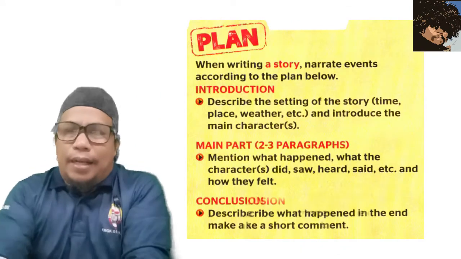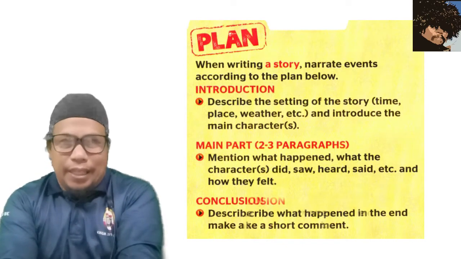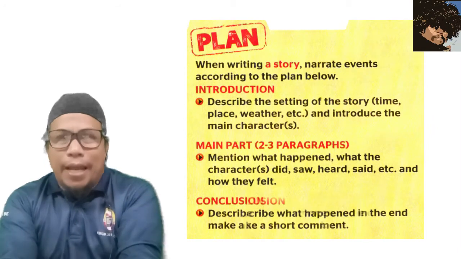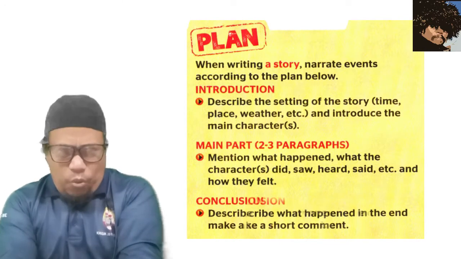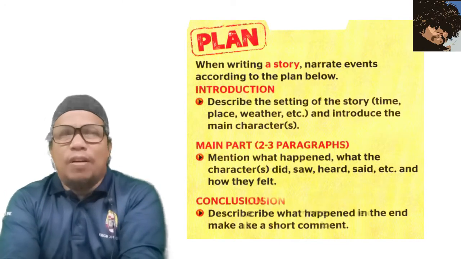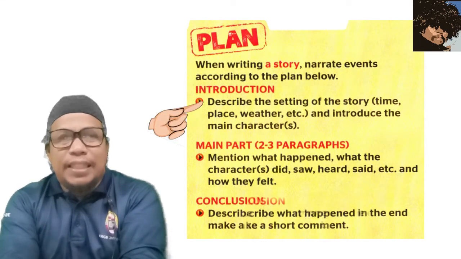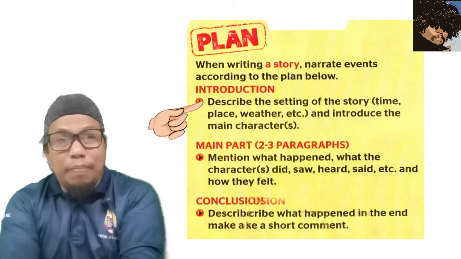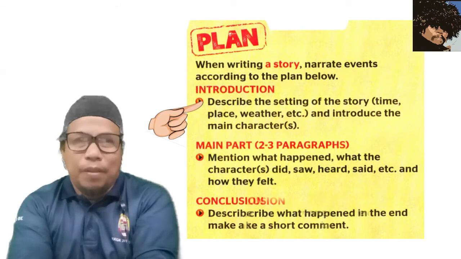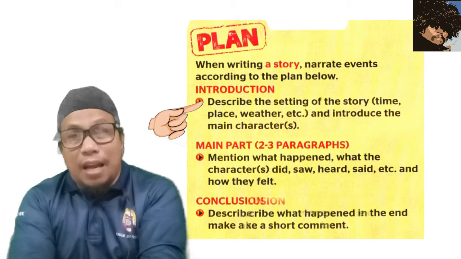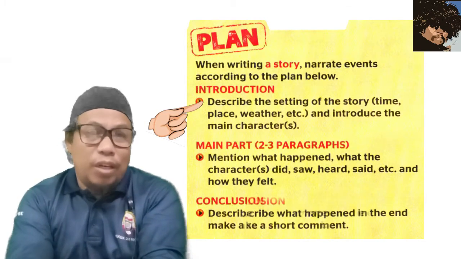Now I'm turning to page 33. This is what you can see on page 33. It is a diagram showing a plan. So this is how you plan your story. Let us read. Plan. When you write a story, narrate events according to the plan below. Firstly, or first paragraph, describe the setting of the story. Setting of the story means time, place, weather, etc. Time refers to the time when it happened. Place, the location. Weather is the weather condition on that day, and so on.